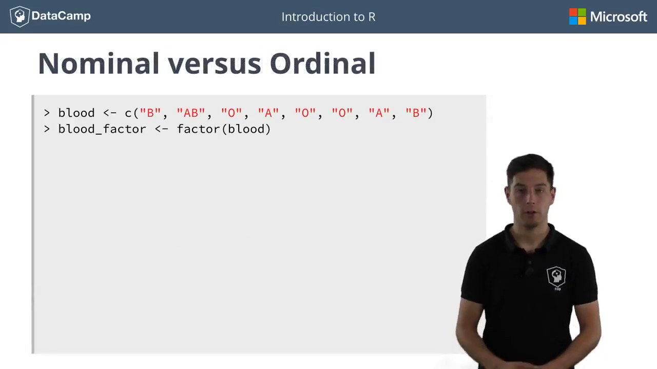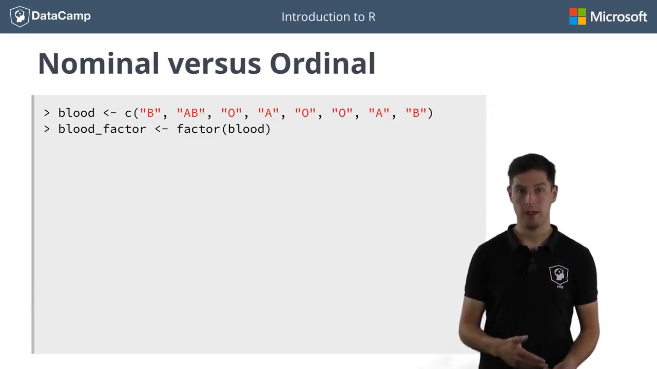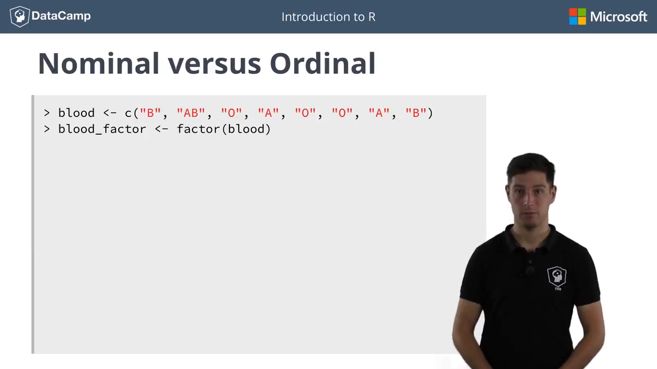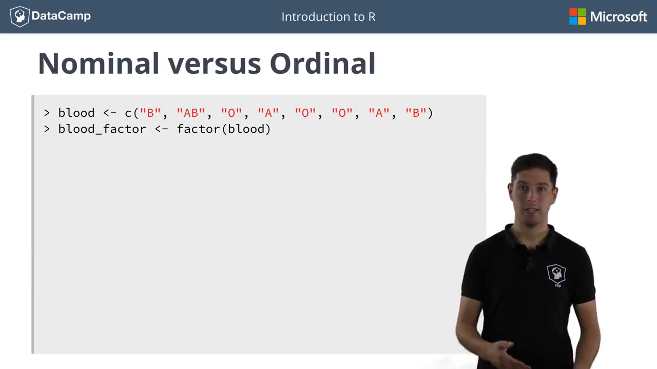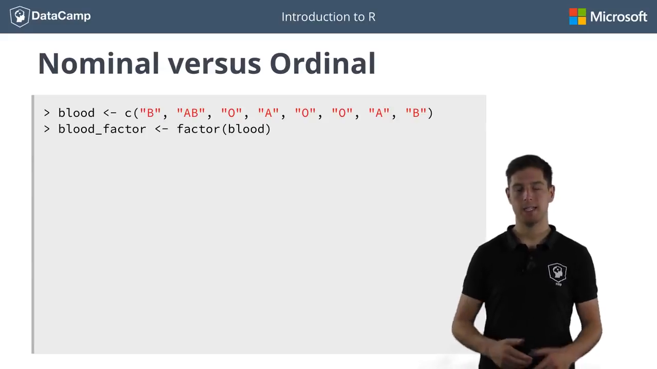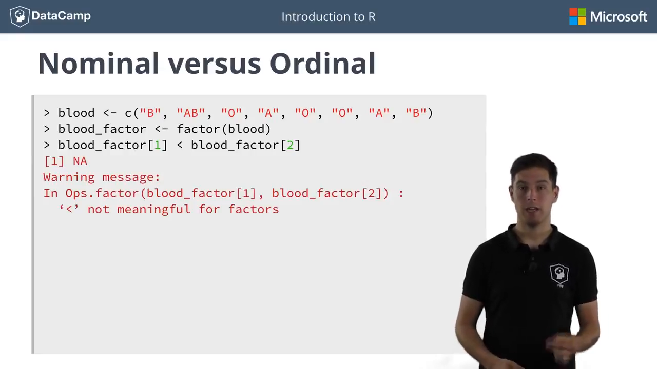In the world of categorical variables, there's also a difference between nominal categorical variables and ordinal categorical variables. The nominal categorical variables have no implied order. For example, you can't really say that the blood type O is greater or less than the blood type A. O is not worth more than A in any sense I can think of. Trying such a comparison with factors will generate a warning, telling you that less than is not meaningful.